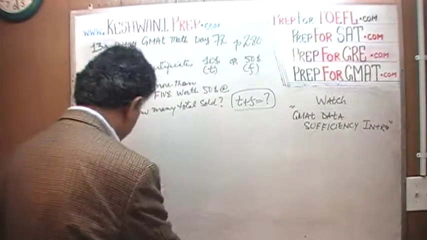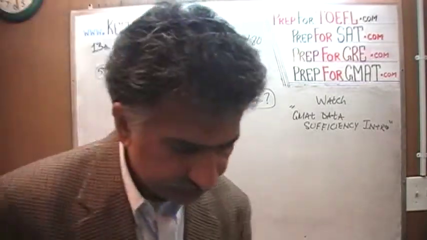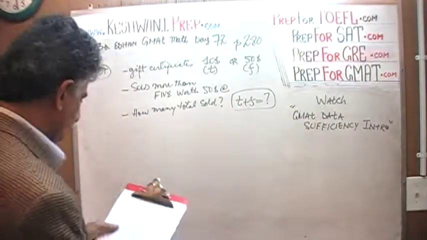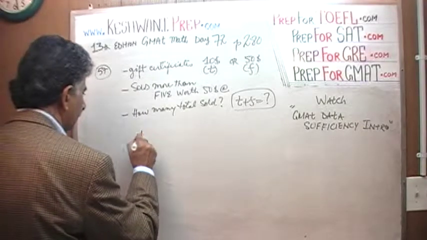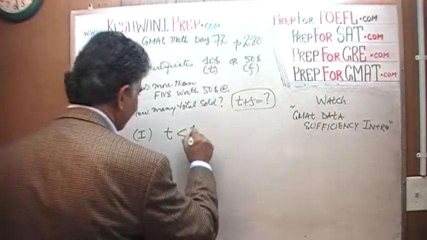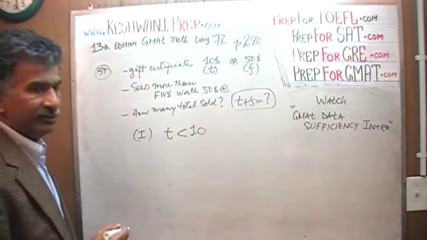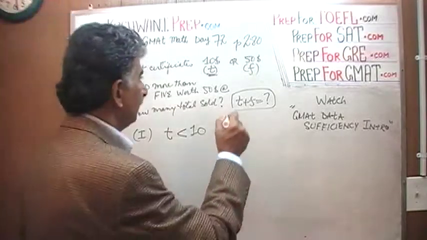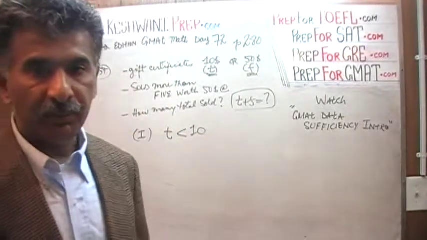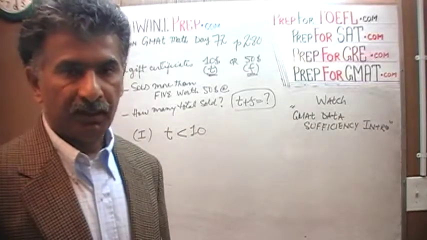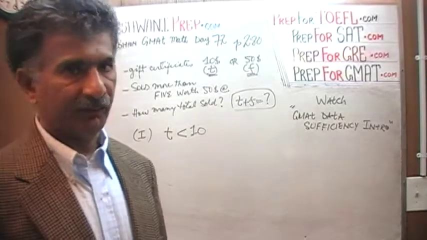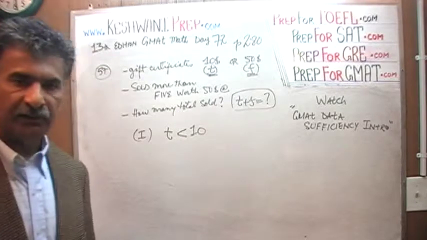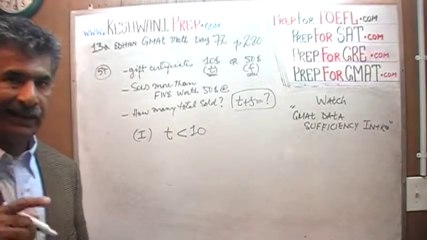That's all. Let's look at the first statement. The first statement tells us that fewer than 10 were sold of the $10 one. I'm using T to represent the number of $10 gift certificates, and the letter F to represent the number of $50 certificates, just to keep our work simple, so that I don't have to keep writing it. So the first statement tells us that they sold fewer than 10 $10 gift certificates.